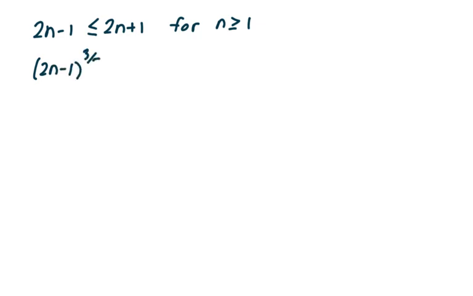Now, can we agree 2n minus 1 is less than or equal to 2n plus 1 for n greater than or equal to 1? That's a fact, right? So if I raise both sides to the 3/5, it still holds.